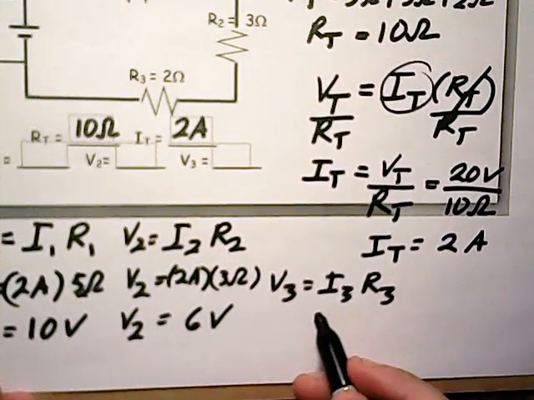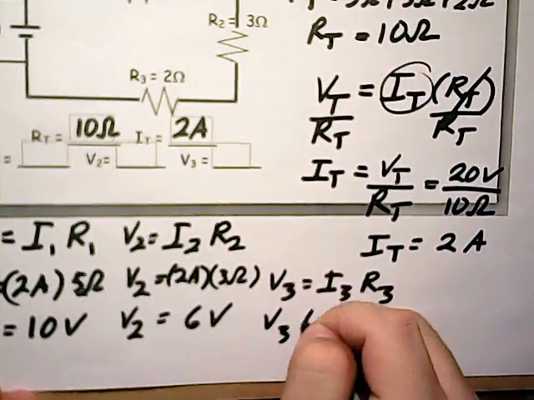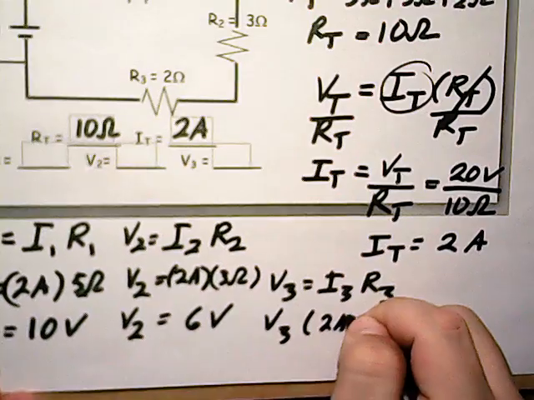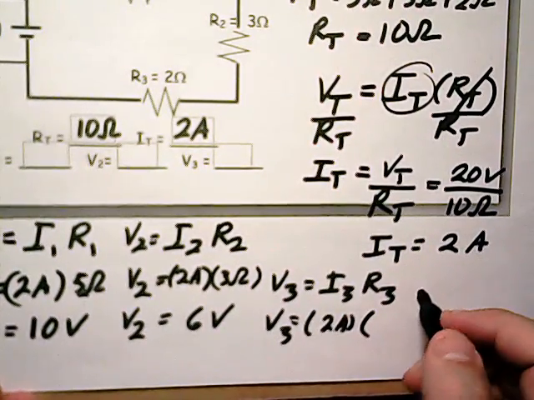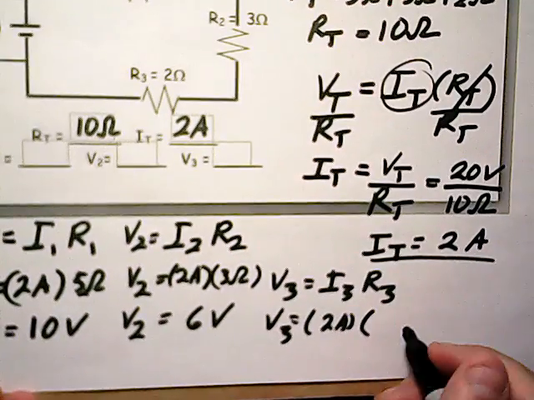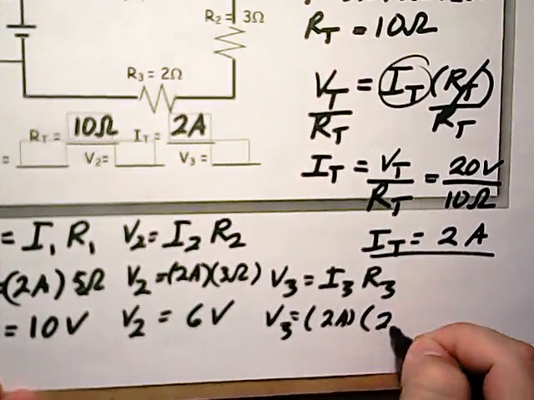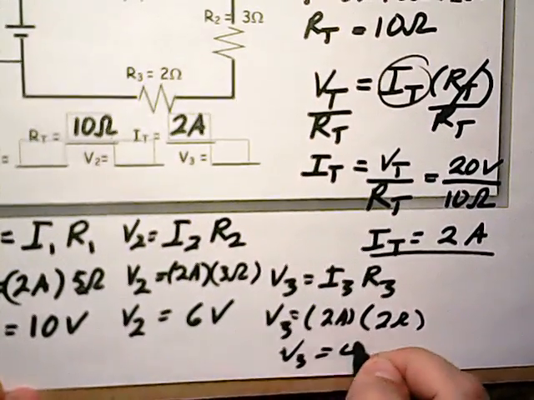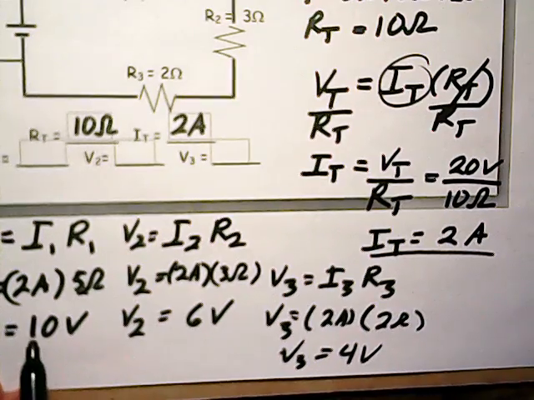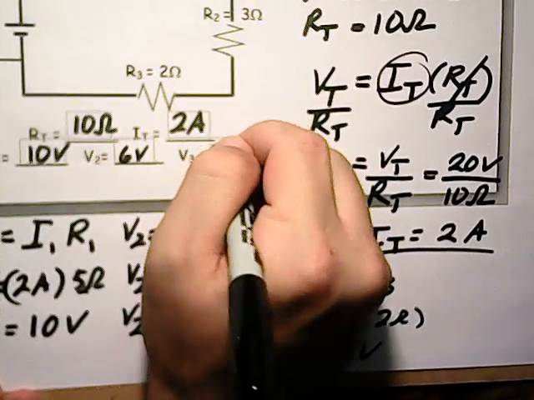And then lastly, we'll finish it up for V3. V3 is going to be equal to our current, which again is 2 amps. Since it's a series circuit, the current is the same. It's the same everywhere. And then our last piece is going to be times 2 ohms. So 2 times 2 gives us 4 volts. So 10, 6, and 4. 10 volts, 6 volts, 4 volts.